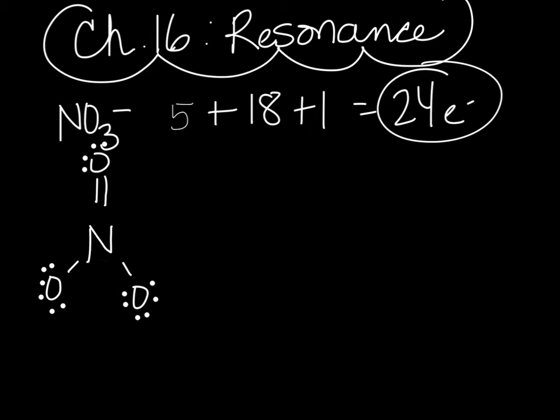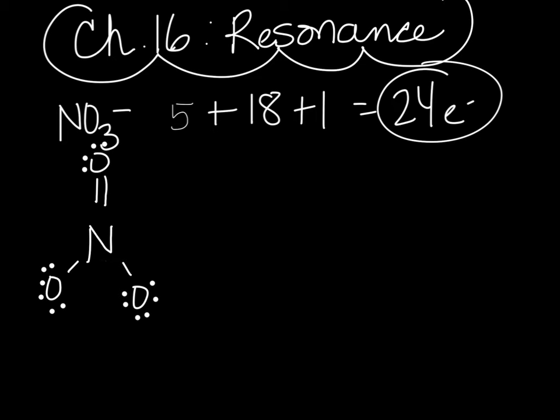Now, would it be correct if we put the double bond over here instead? Yeah, it would, right? Or what if we chose to put the double bond on this one here? Then that would also be correct. So this is what we call resonance, where you could rotate the double bond and the Lewis dot structure is still correct, okay? And then the true Lewis dot structure is an average between all of them.